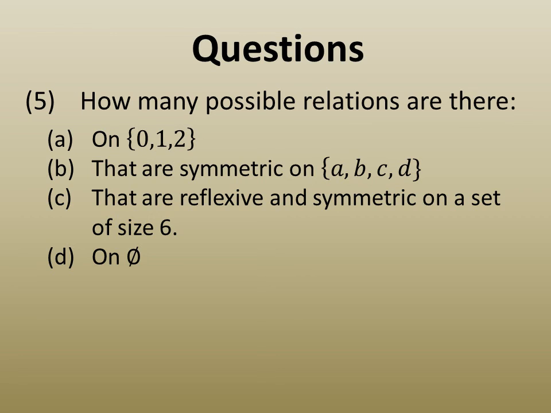Question 5. How many possible relations are there for the following sets? Part A. On the set comprised of 0, 1 and 2. Part B. So how many possible relations are there that are symmetric on the set comprised of A, B, C and D? Part C. How many possible relations are there that are reflexive and symmetric on a set of size 6? Part D. How many possible relations are there on the empty set?